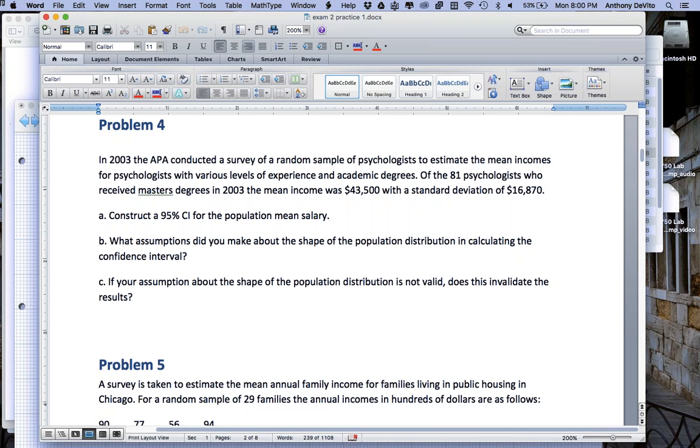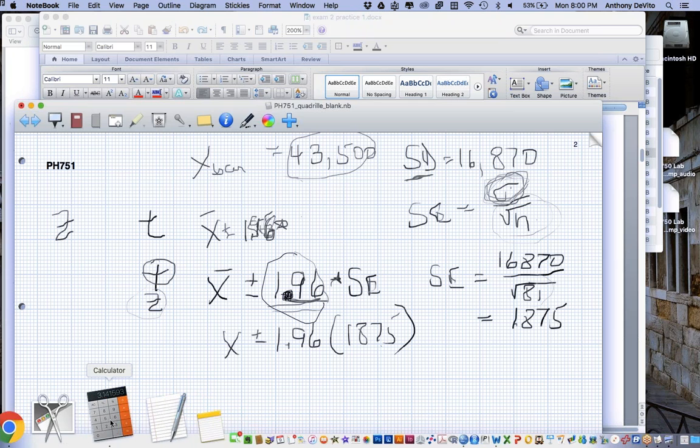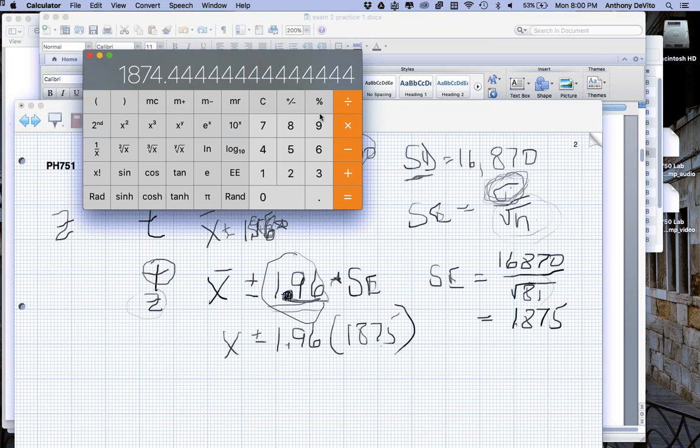Okay, so as I was saying, it was 1.96 times 1875. You know where I got the 1875? We got both of those, right? Okay, good. Let's calculate that. 1875 times 1.96 is equal to that. I'm going to put that into memory. I'm going to clear this.